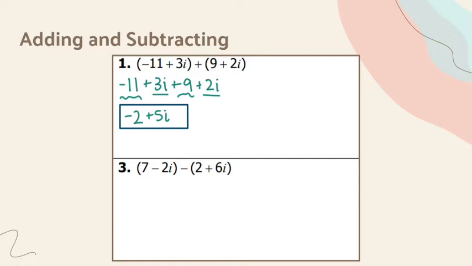Now when you subtract, we said this was a positive one. That means this is a negative one. So distributing a positive 1 does nothing, 7 minus 2i. But distributing a negative 1 changes this to minus 2, minus 6i. So 7 minus 2 is 5, negative 2i minus 6i is negative 8i, and that, my friends, is your final answer.